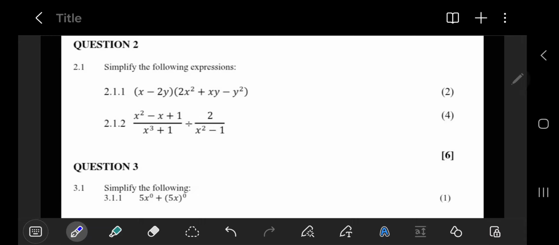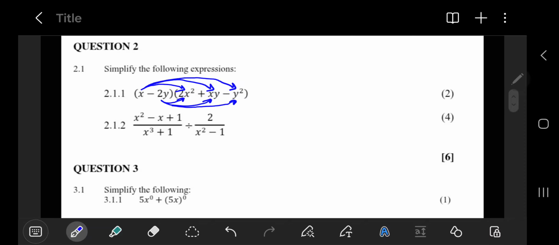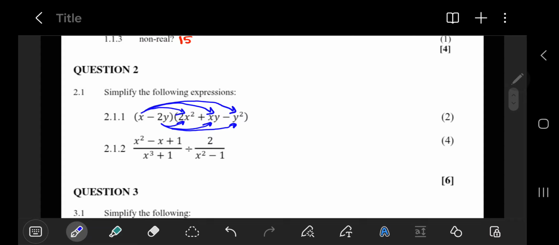2.1.1, we have a binomial being multiplied by a trinomial. And what's going to happen here is each term in your binomial, so starting off with this x, is going to multiply with all 3 terms in the trinomial. And then the negative 2y is going to multiply with all 3 terms in the trinomial. So I'm going to write this above. I'll put the answer here.